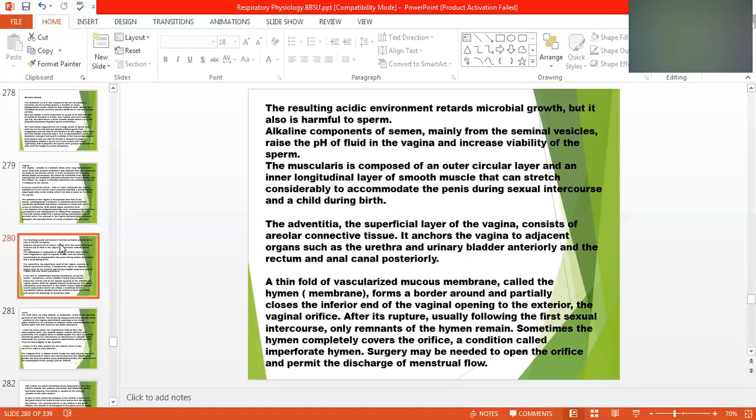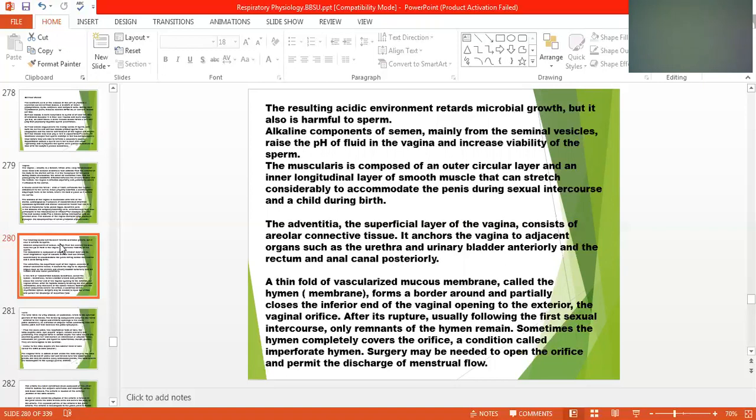So it's more flexible muscles. The adventitia, the superficial layer of the vagina, consists of areolar connective tissue. It anchors the vagina to adjacent organs such as the urethra and urinary bladder anteriorly and the rectum and anal canal posteriorly. A thin fold of vascularized mucosal membrane called the hymen forms a border around and partially closes the inferior end of the vagina's opening to the exterior, the vaginal orifice.